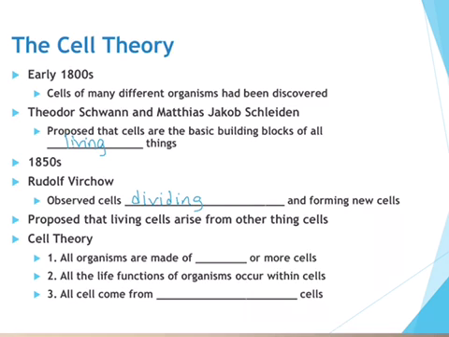So scientists put together this cell theory, and the cell theory has 3 parts. The first part says that organisms are made up of one or more cells. The second is that all the life functions of an organism occur within a cell. And then lastly, all cells come from other cells.